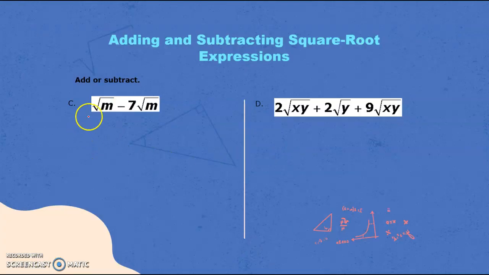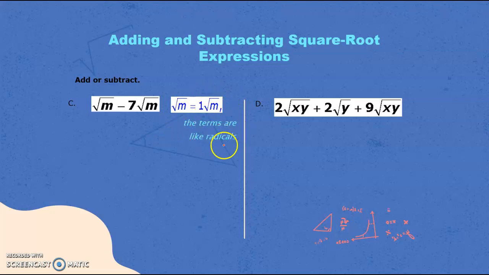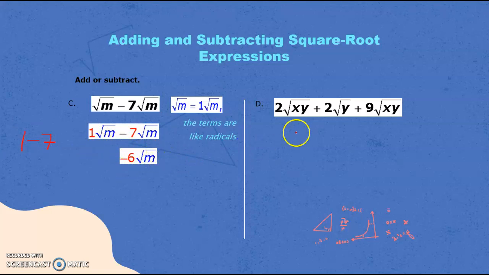Letter C. Square root of m minus 7 square root of m, right? If you notice, there is no coefficient here, but if you still remember, square root of m is equal to 1 square root of m, or the invisible one, right? So the terms are like radicals, so we can combine them. Then that comes up with 1 minus 7, that is negative 6 square root of m.